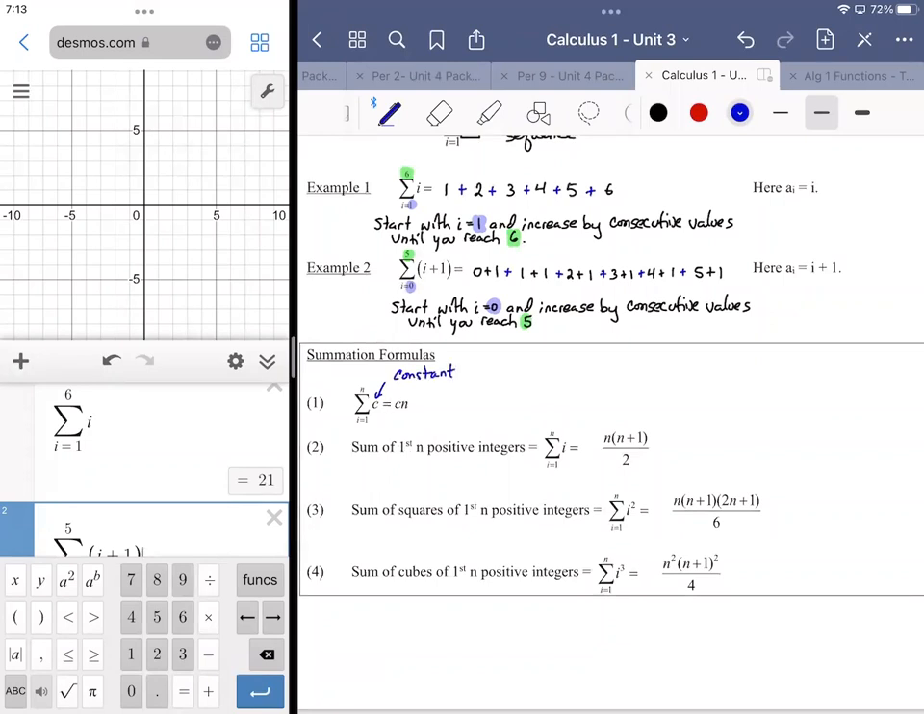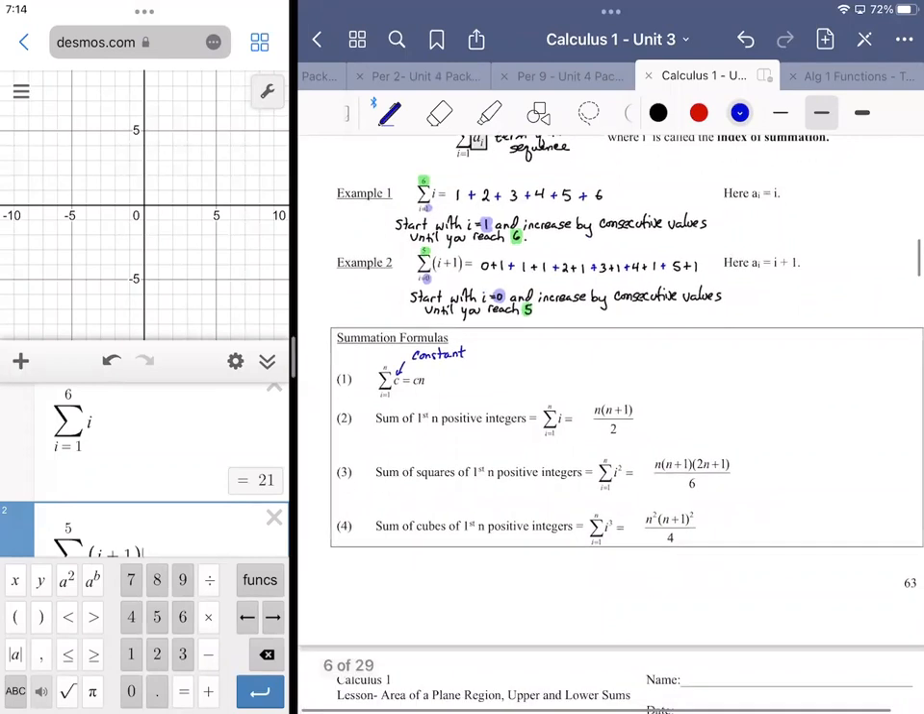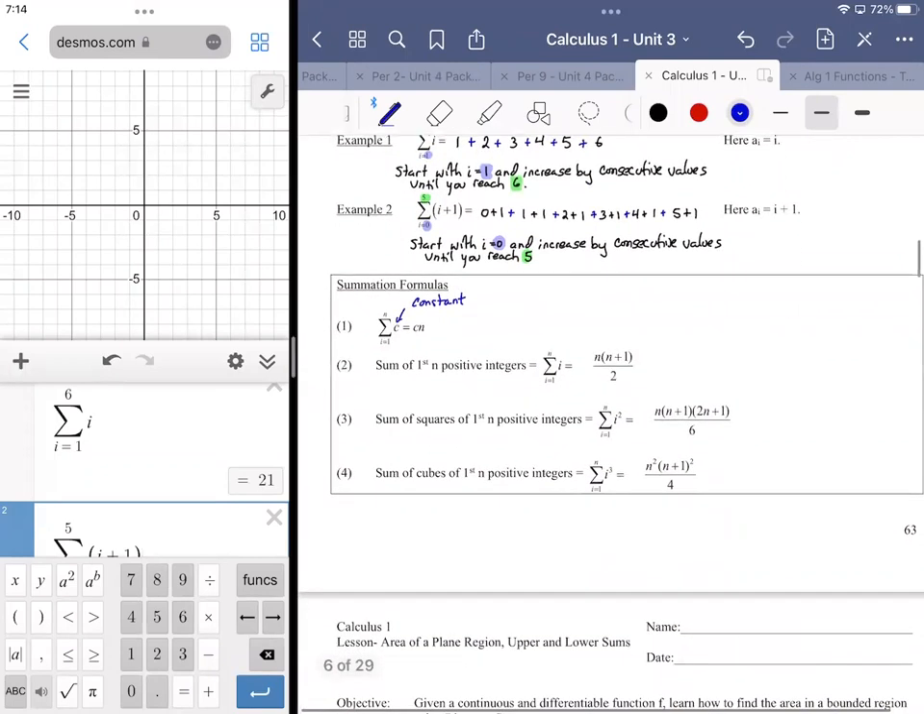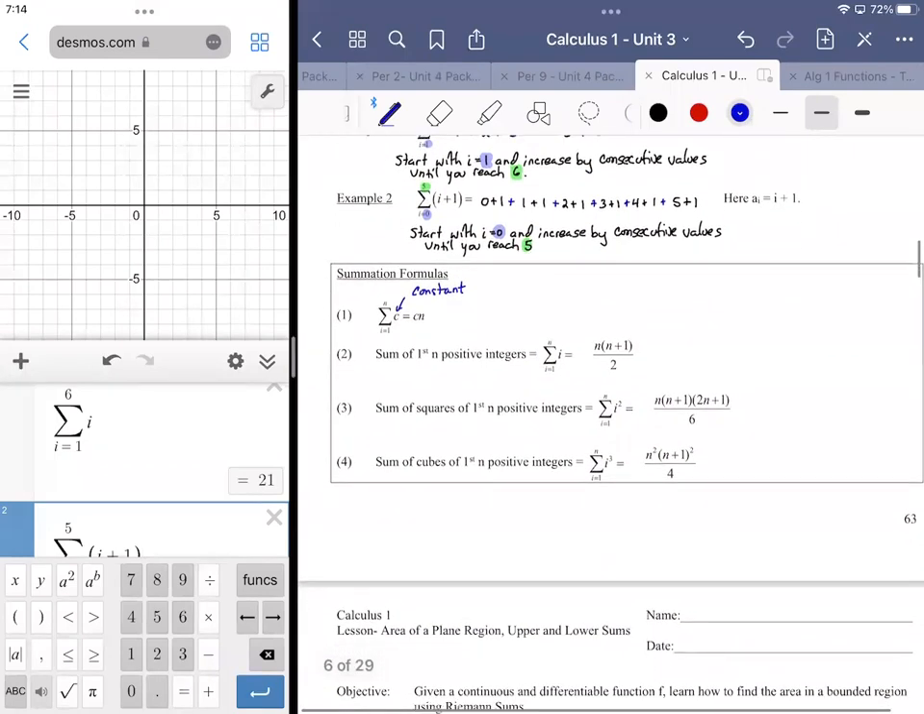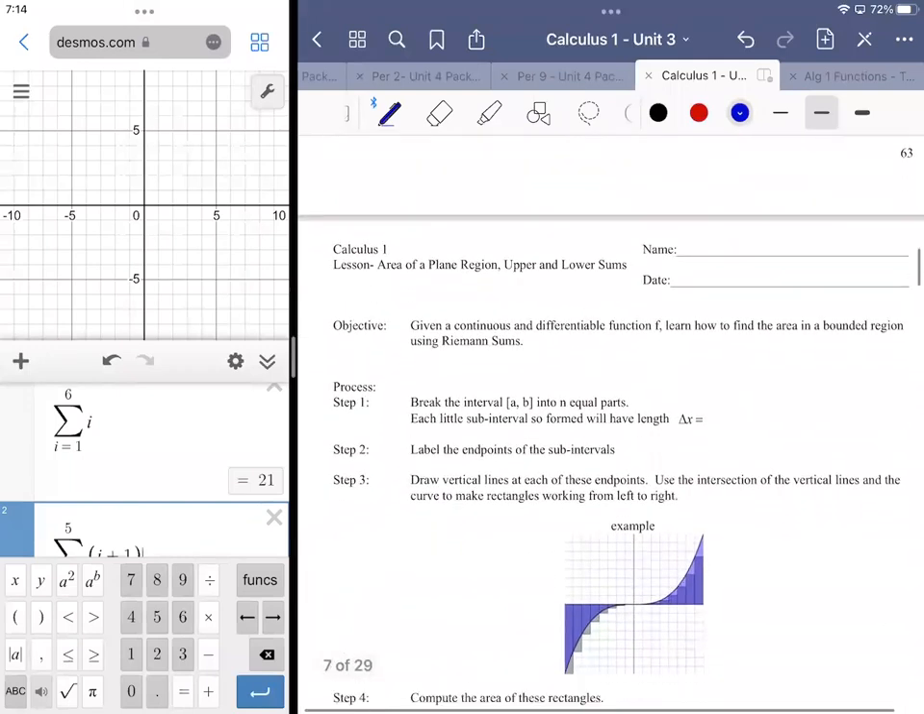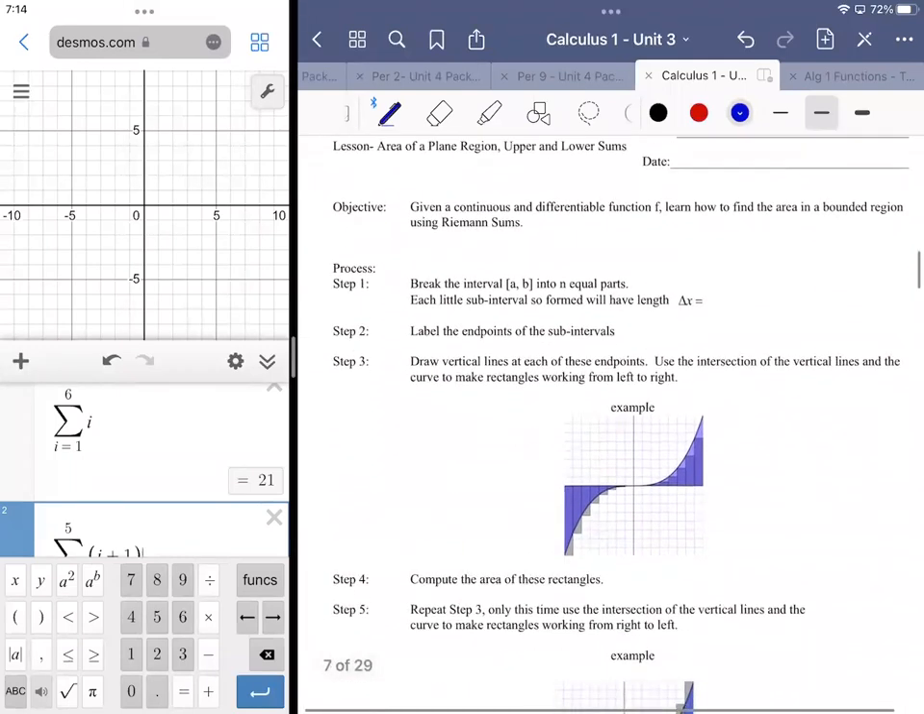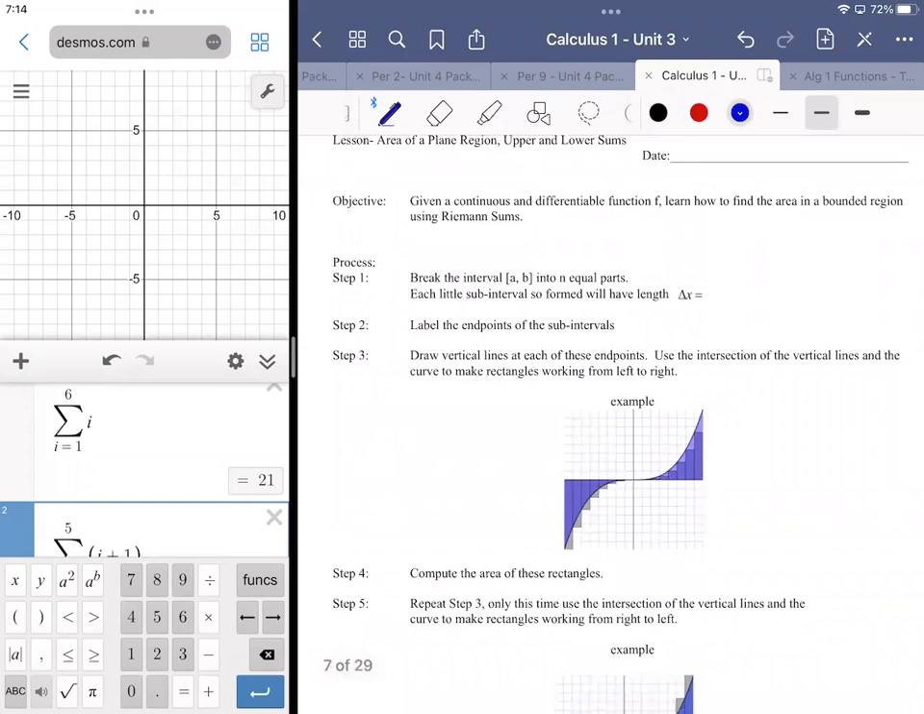If I is raised to the first power versus second power versus third power. And I'll explain to you why these rules work the way they do as we go forward. But for now, I'm just going to get into this concept of area of a plane region, upper and lower sums. And we're just going to do one example.